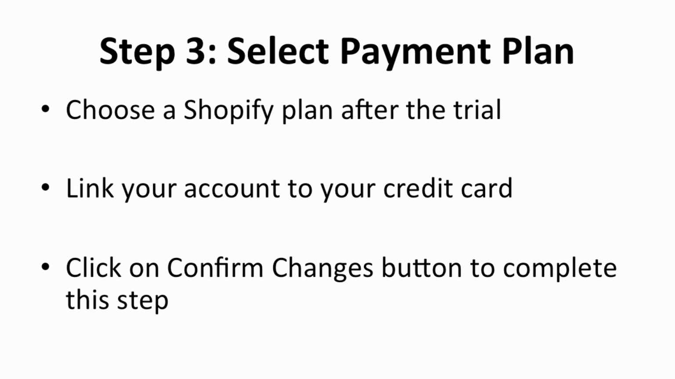This step happens only after you've finished up the trial plan. You will need to choose a Shopify plan and link your account to your credit card. As I've mentioned, there are a few plans from $9 up to $179. Pick one of the plans that suits your business and select your payment method. Then click on the Confirm Charges button to complete this step.